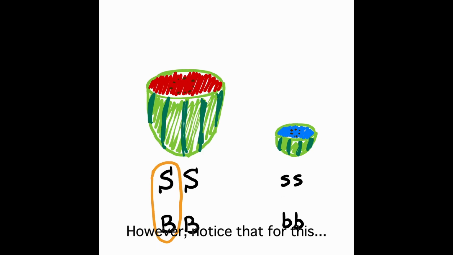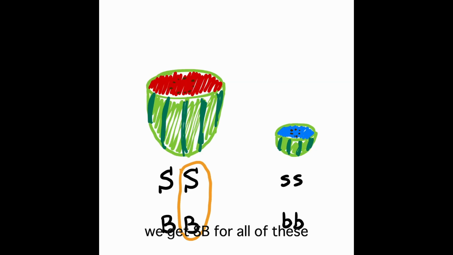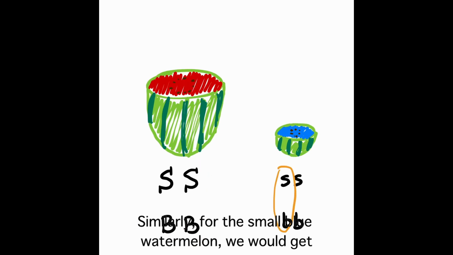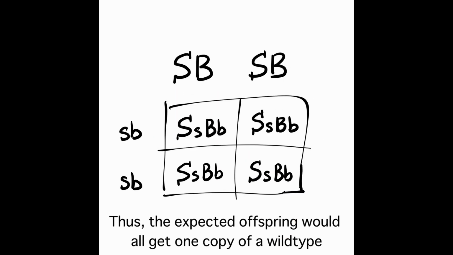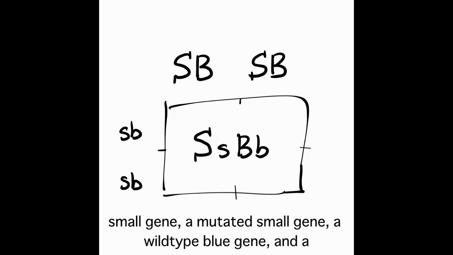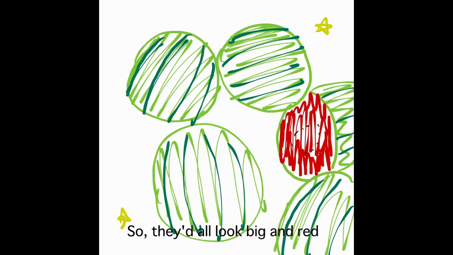However, notice that for this, and this, we get big S, big B for all of these. Similarly, for the small blue watermelon, we would get small s and small b for all possible combinations. Thus, the expected offspring would all get 1 copy of a wild-type small gene, a mutated small gene, a wild-type blue gene, and a mutated blue gene. So, they'd all look big and red.